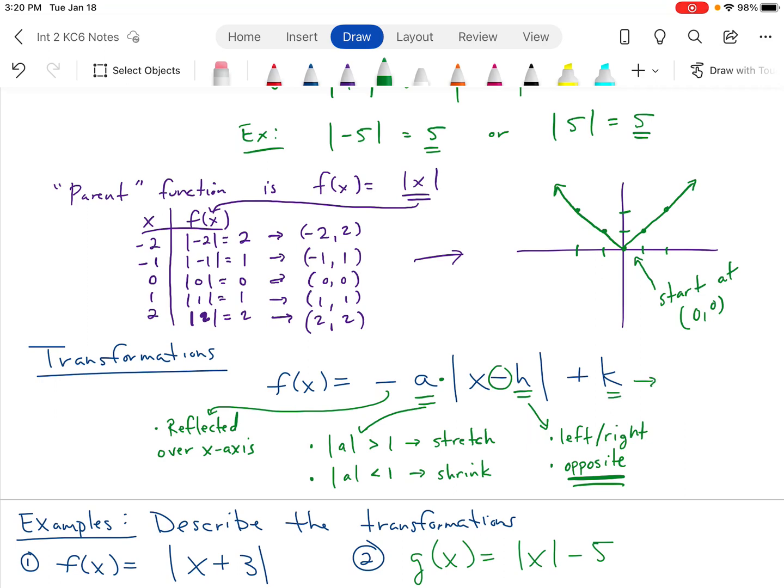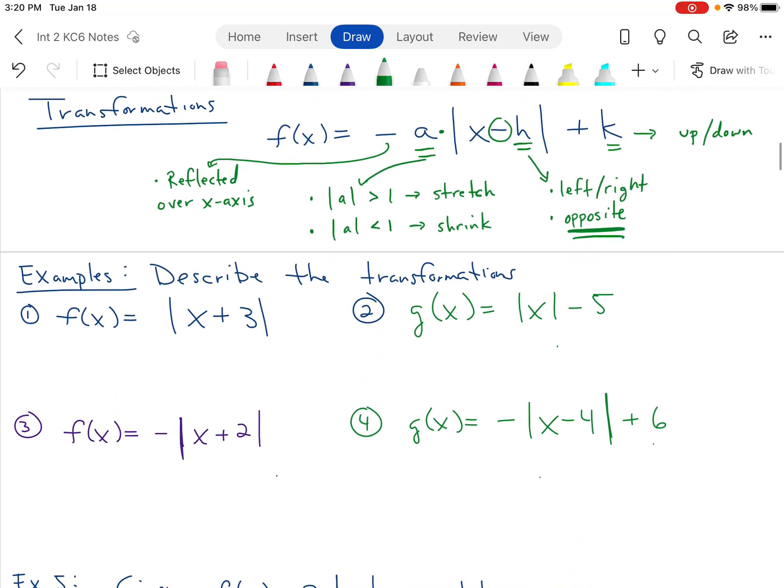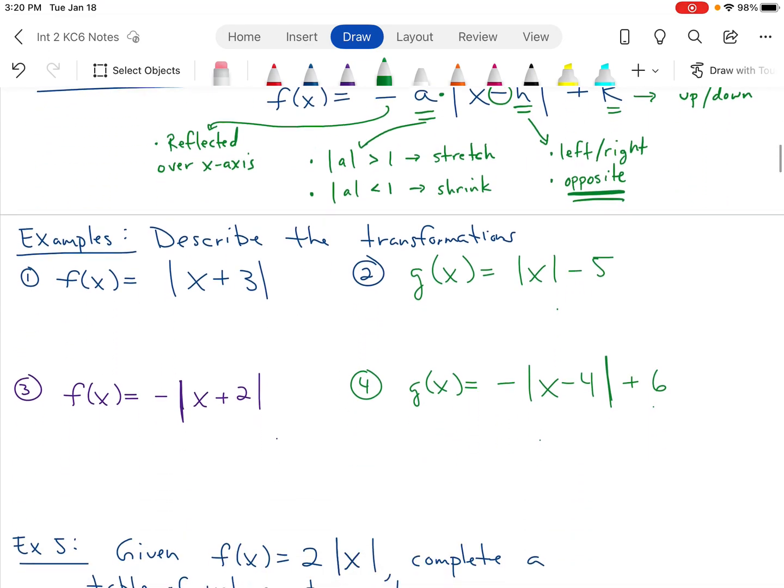And then last but not least, K will go up or down. You don't do the opposite. It is just up or down because it is not inside the absolute value. So the one that's inside the absolute value is the one that you do the opposite for. Okay, so using that, we are going to go ahead and complete these problems.